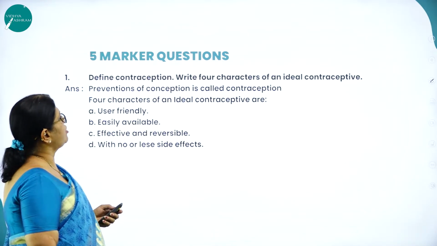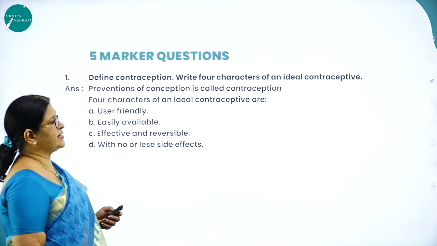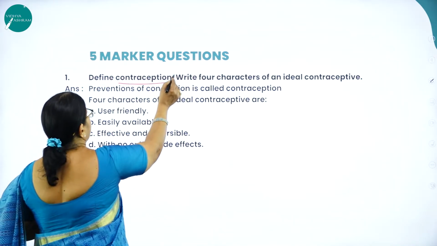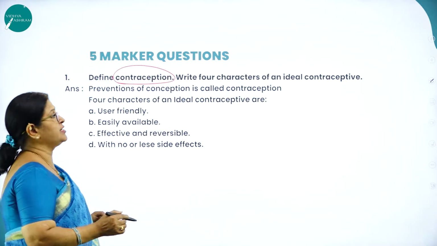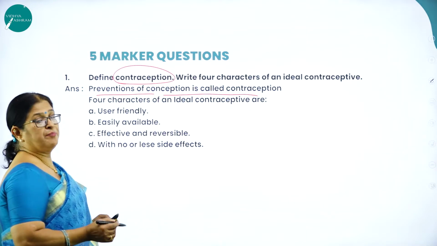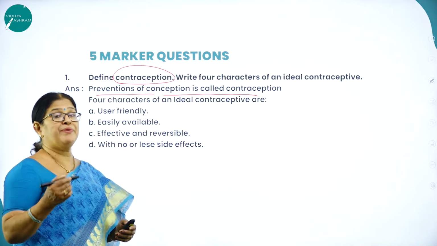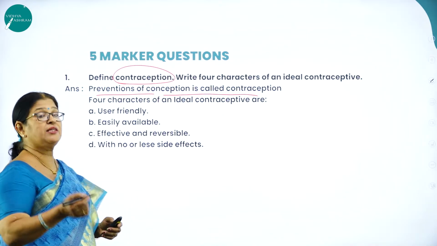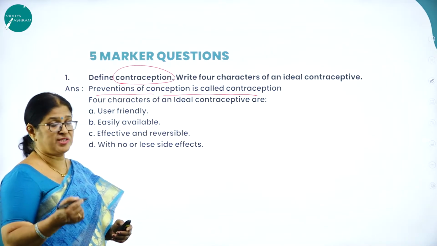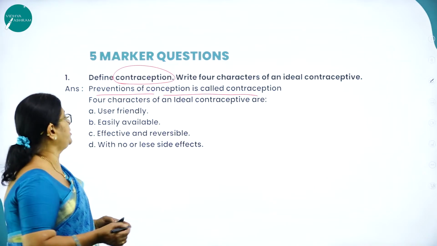Next, define contraception. Write 4 characters of an ideal contraceptive. What is contraception? I already told you. Prevention of conception, that is, prevention of becoming pregnant, is called contraception. And the methods that are implemented to avoid conception are called contraceptive methods.